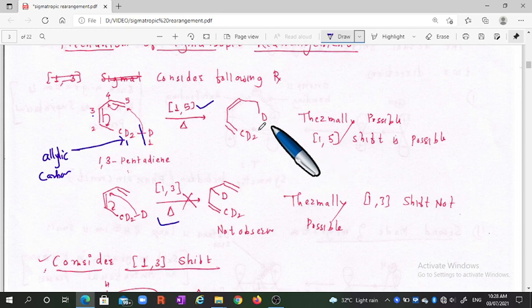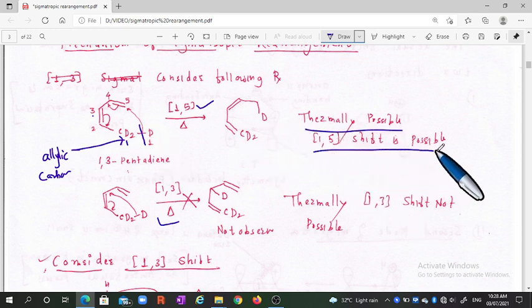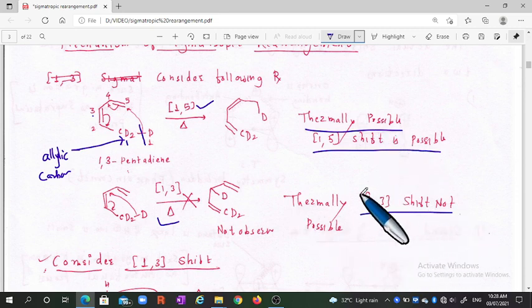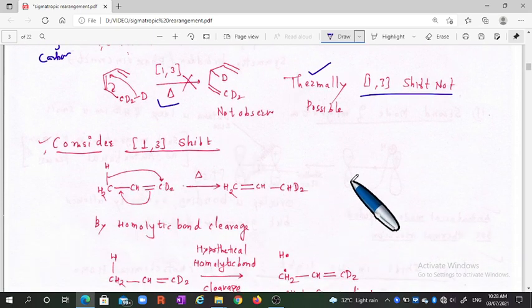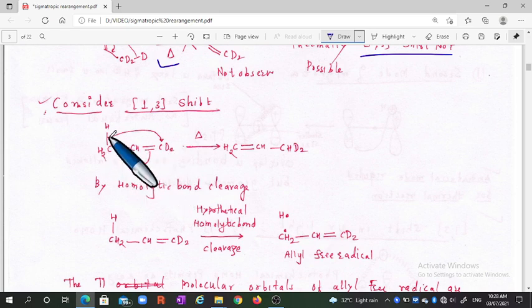This reaction is thermally possible. The 1,5 shift is thermally possible and the 1,3 shift is not thermally possible. Let us discuss why this happens during the 1,3 shift and the 1,5 shift. Already we have discussed that the 1,5 shift is thermally allowed and the 1,3 shift is photochemically allowed. Let us discuss the first example, the 1,3 shift. In this case the hydrogen is migrated to this position.